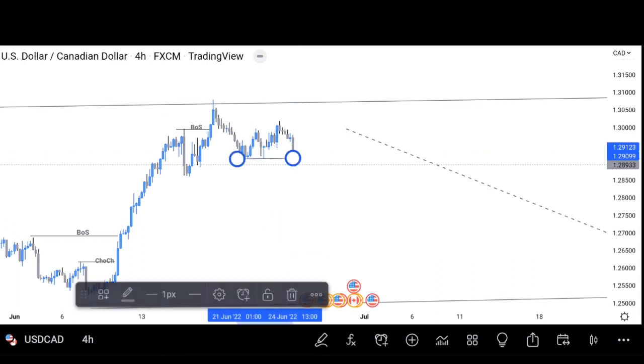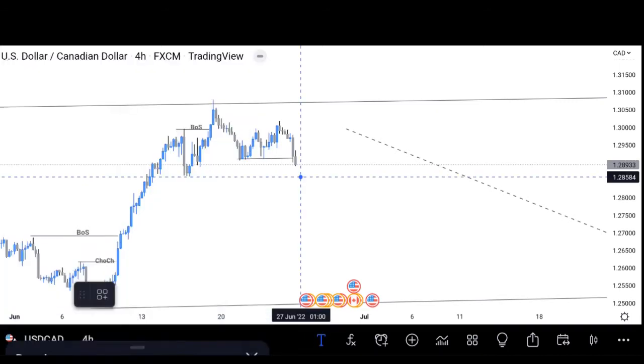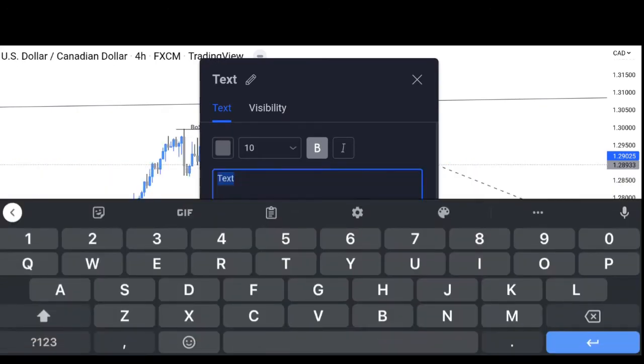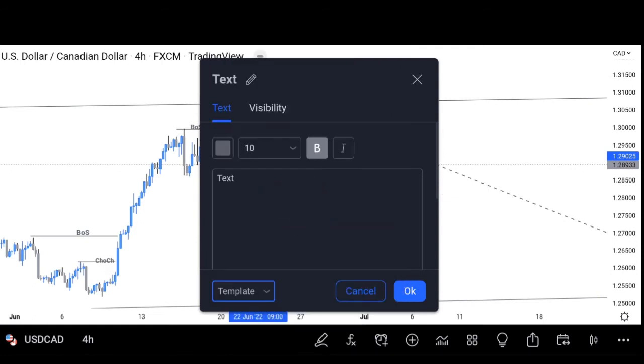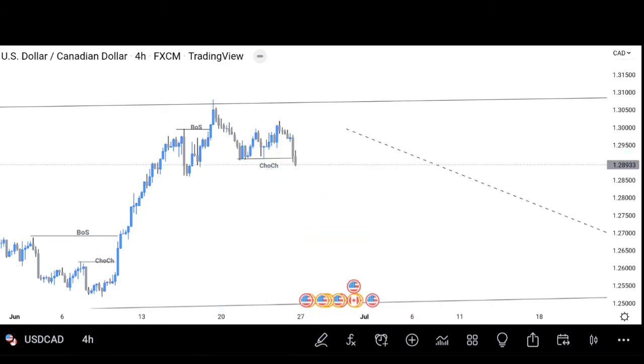Now the market is going to change. Since the market has changed character, the market is going to change direction from a bullish trend to a bearish trend because of failing to create new higher highs and higher lows. Instead, it created a new lower low. So the market has changed character in that area.